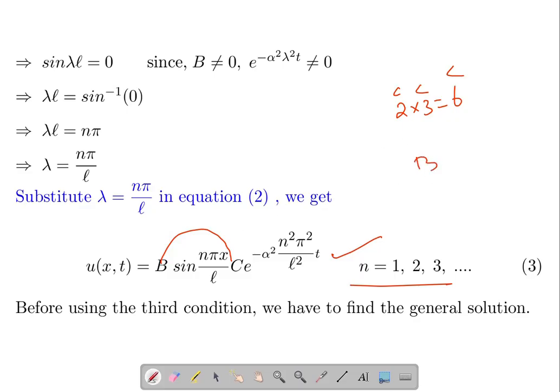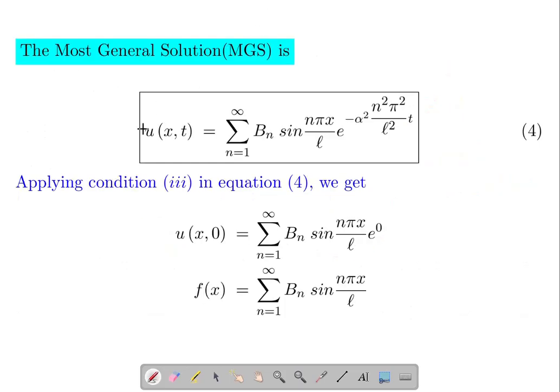Therefore, b into c I will take as b n. Here we replace n equal to 1, plus n equal to 2, plus n equal to 3, and so on. So we add all those terms in the most general solution, taking the sum for n equal to 1, 2, 3 up to infinity, with the remaining terms as they are in the summation. This is our most general solution.